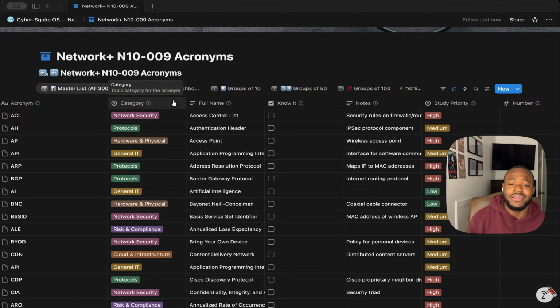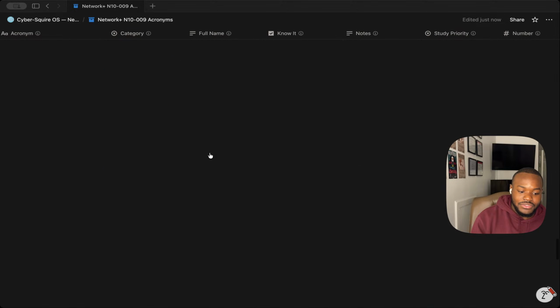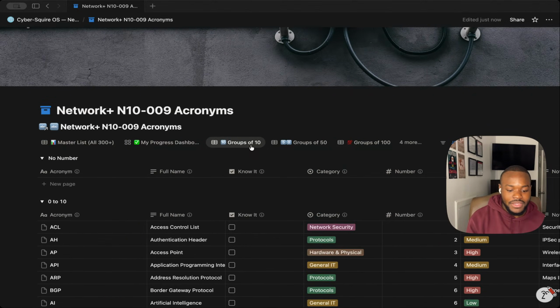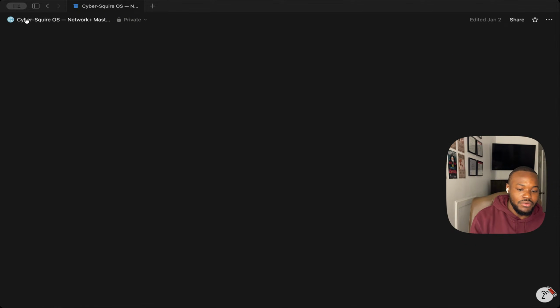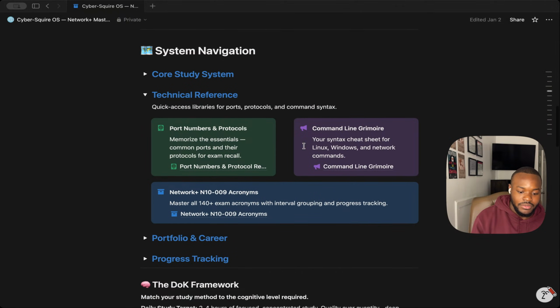Or you can just simply unhide it from it. But it goes all the way down to 300. And to simplify your view, we have groups of 10. And then we also have groups of 50 and 100. Boom. Let's keep going. I thought of mostly everything.